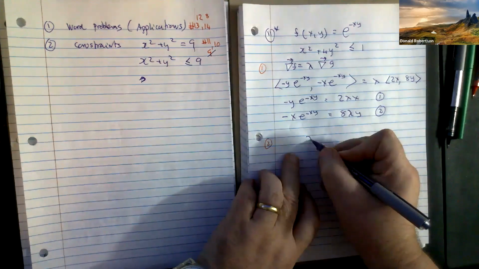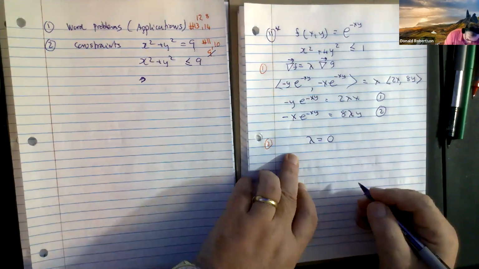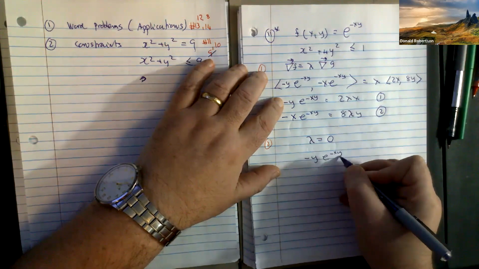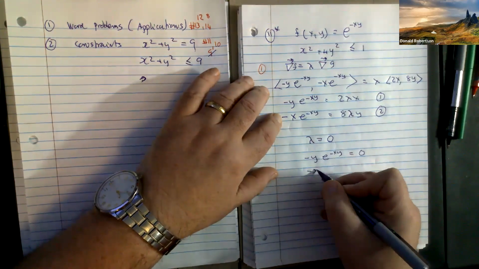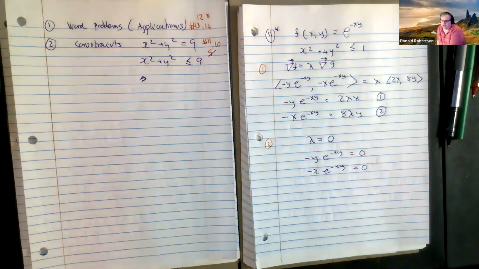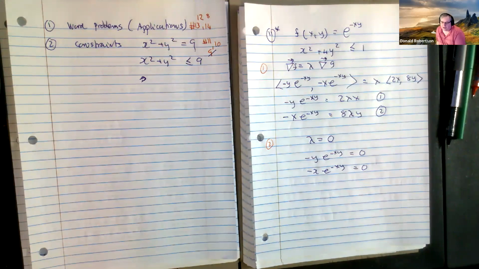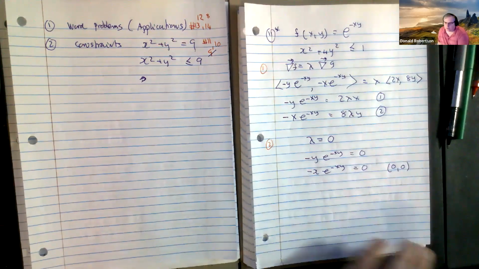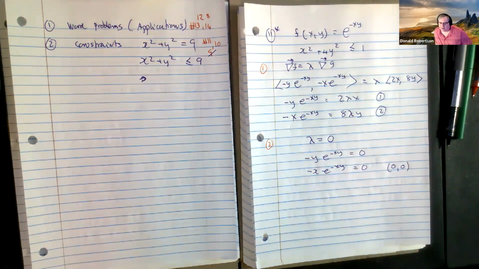Now we make lambda 0. Well, if you do that, negative y e to the minus xy would be 0, and negative x e to the negative xy would also be 0. And we're trying to see, is there any solution to that problem? Is there any combination of x and y where this would be true? I'm not going to do algebra, I'm just going to look at it and make a prediction here. Would you agree that x is 0 and y is 0 is the only one that's going to make that happen?